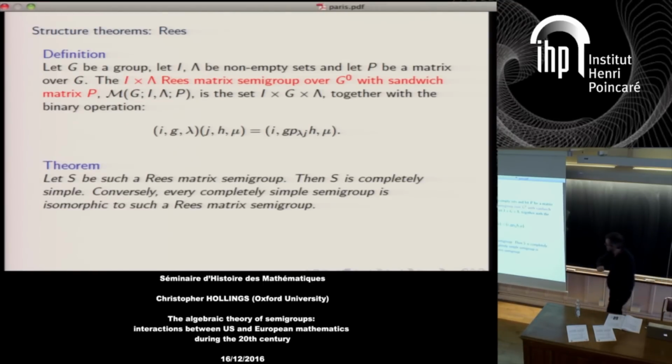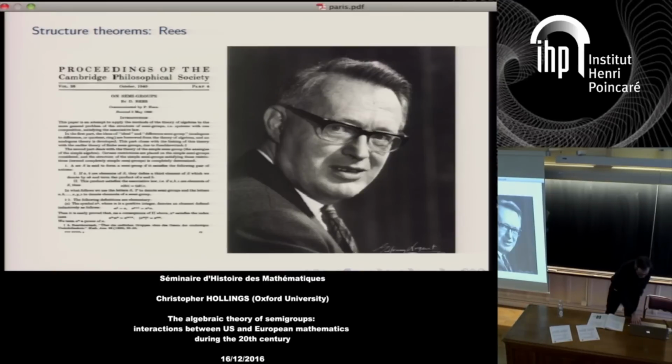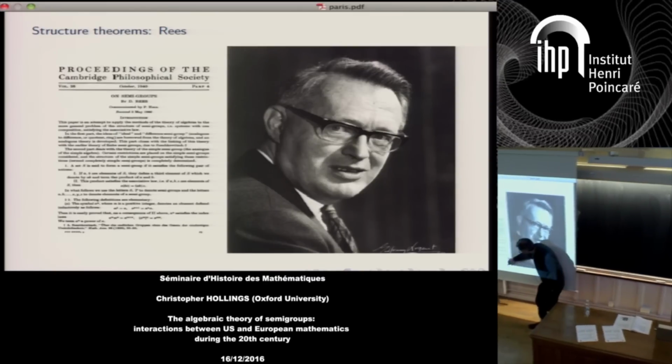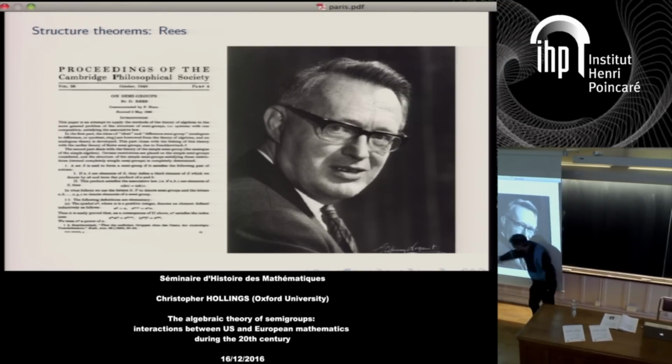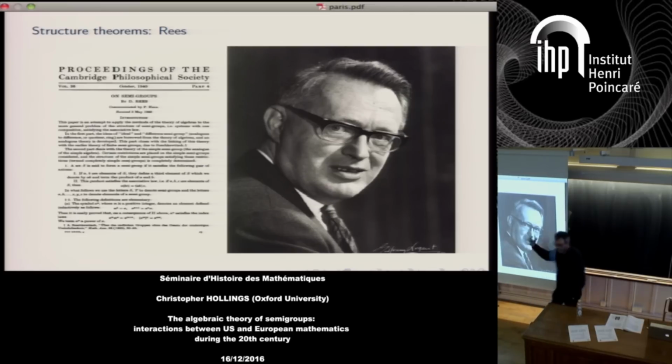And Rees proved that any one of these is completely simple, and any completely simple semigroup is isomorphic to something constructed like this, which happens to be a union of groups. It's difficult to tell at what point Rees became aware of Sushkevich's work, but there's a footnote with a single reference to Sushkevich, which I think was probably inserted after the fact, that he developed these ideas and then discovered the connection.